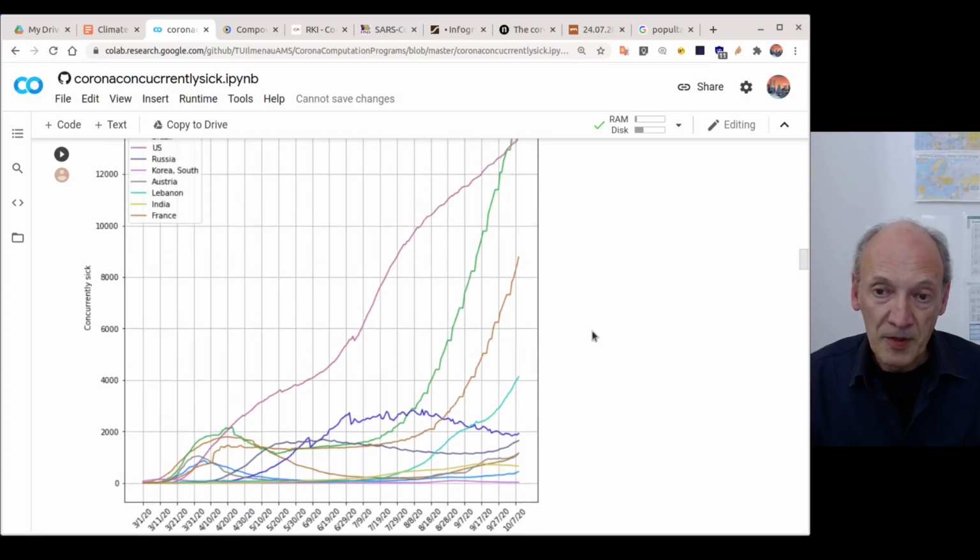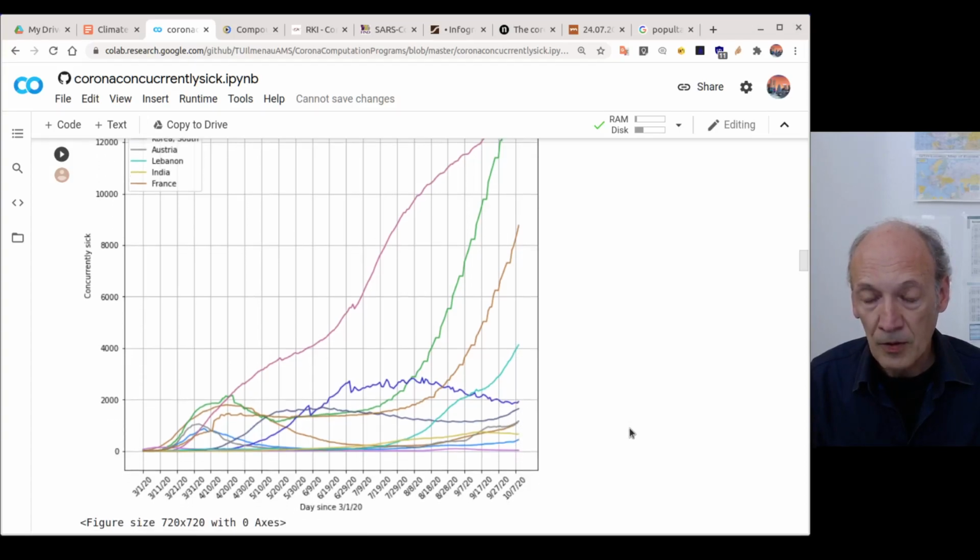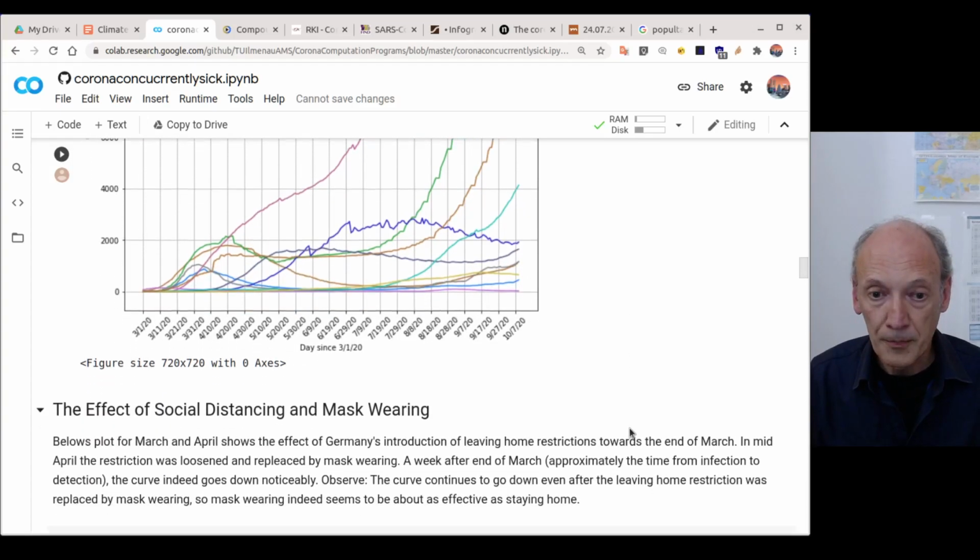Yeah, so this actually gives you a good indication of where each country stands and what the development over time is, in which direction each country is heading. So we see in the last few days, basically most countries have a clear uptick. And that's probably because fall is coming.